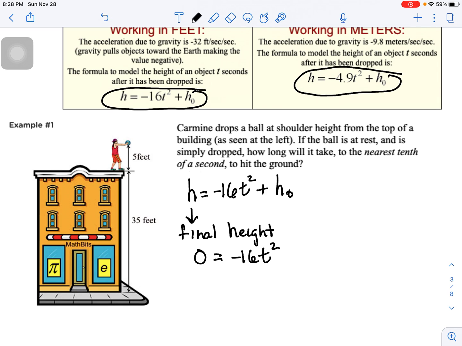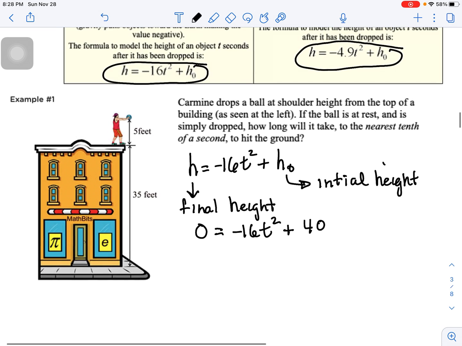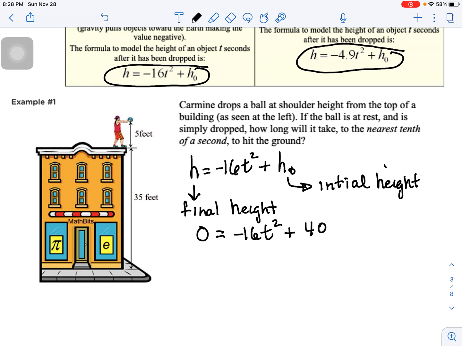t squared represents the time, and we're going to solve for that. h sub 0 is your initial height. And so you go and look in the diagram, and you see that Carmine is 5 feet tall at his arms. The building is 35, so that means together the initial height is 40. And now we're going to solve for t. And we're going to solve by square rooting.